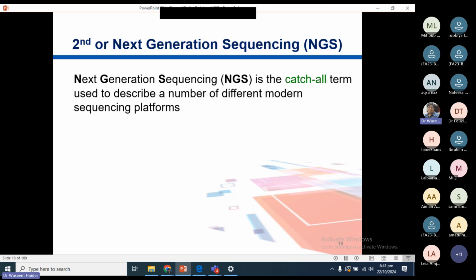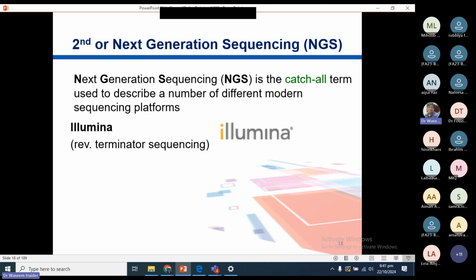Then we saw the third generation also. That is Oxford Nanopore, or PacBio, or Helicos. Over there, one step has been bypassed. We talked about that PCR step, so that is not there. We'll cover that today also. That is the good part of those third generation sequencers.